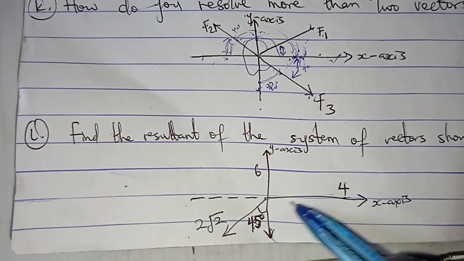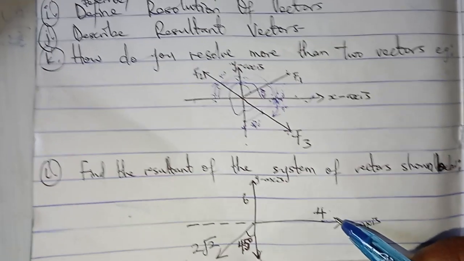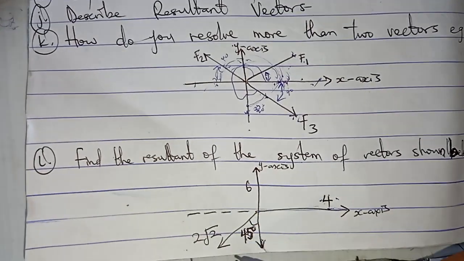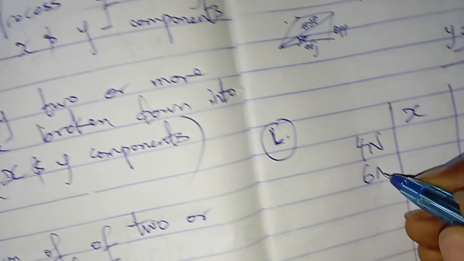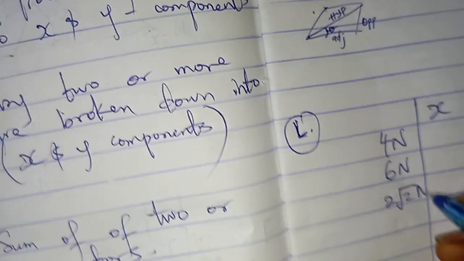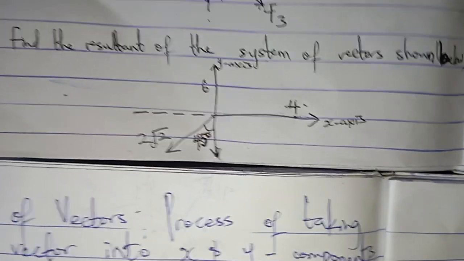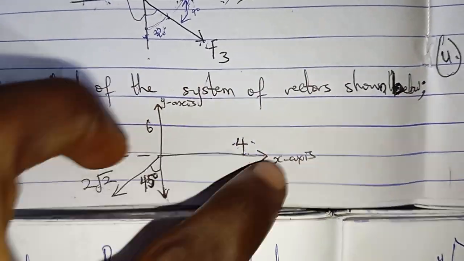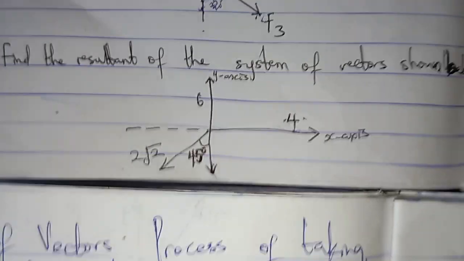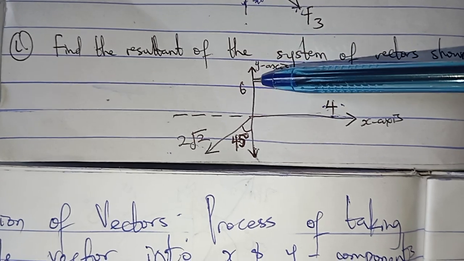They gave me a force acting this way and it's 4. They did not give the units, but let's say I choose to call it force: 4 Newton, 6 Newton, and 2 root 2 Newton. I'm the one calling it force, because whenever it's acting at such an angle, we normally consider it coplanar forces. Notice that 2 root 2 is at 45 degrees, but this one is at the horizontal axis, this one is at the vertical axis.